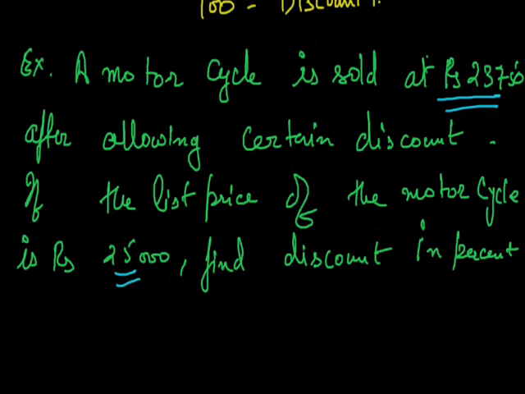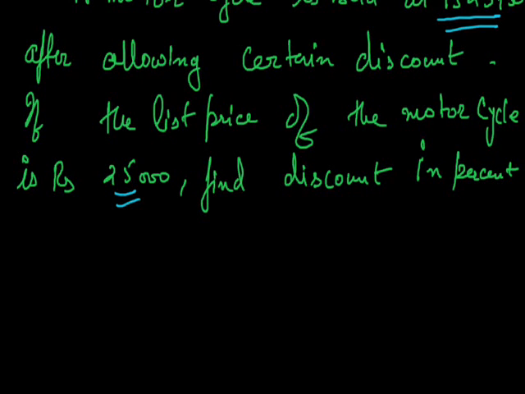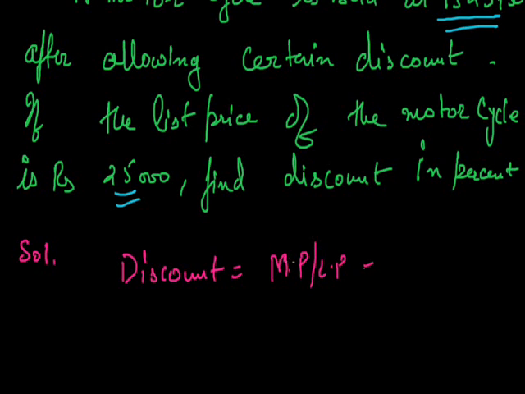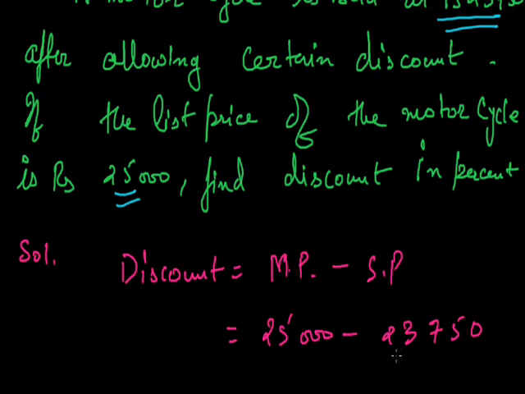So we can easily calculate the amount of discount given on the motorcycle. So the discount will be mark price or the list price, you can use either word, minus selling price. So it will be equal to 25,000 minus 23,750, which comes out to be rupees 1,250.